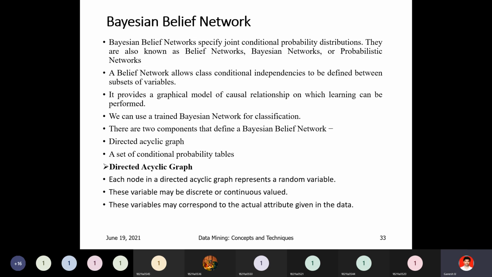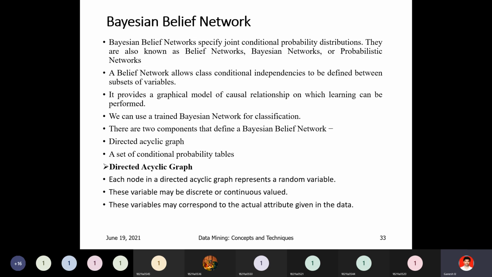This is also called a probabilistic network. Why? Because we will find out probabilities here. A belief network allows class conditional independencies to be defined between subsets of variables. In this, for a number of subsets of variables, we will find out the class independences. How is one class independent of another class? What is the probability it should be related to this class, and what is the probability it should not be related to this class? We can use a trained Bayesian belief network for classification.